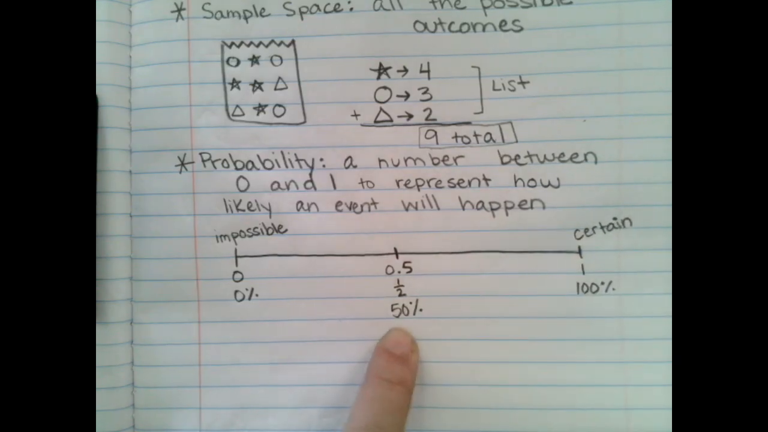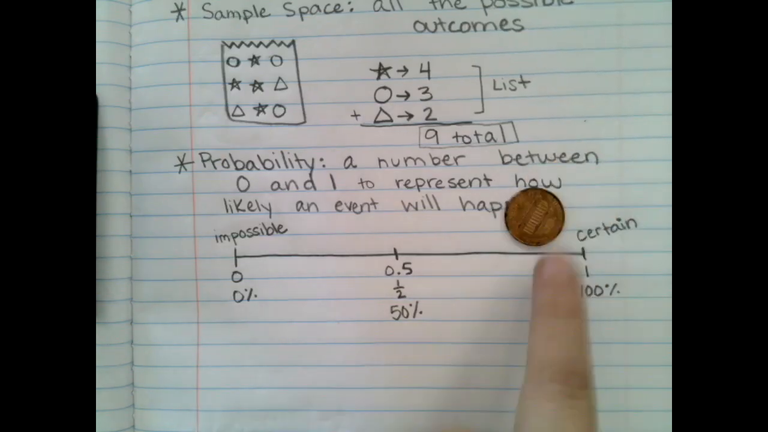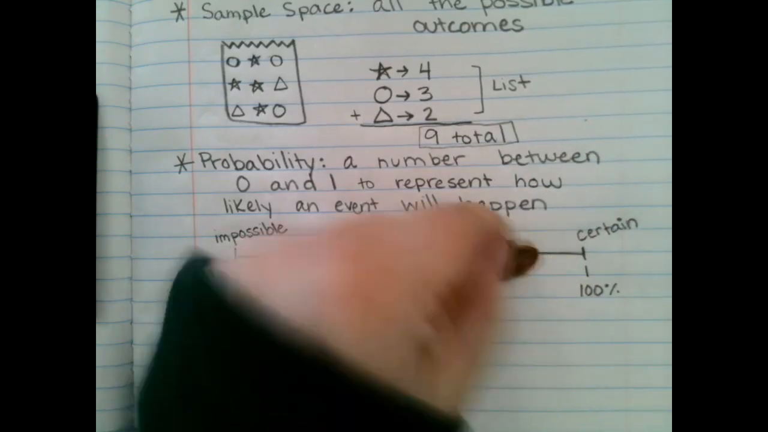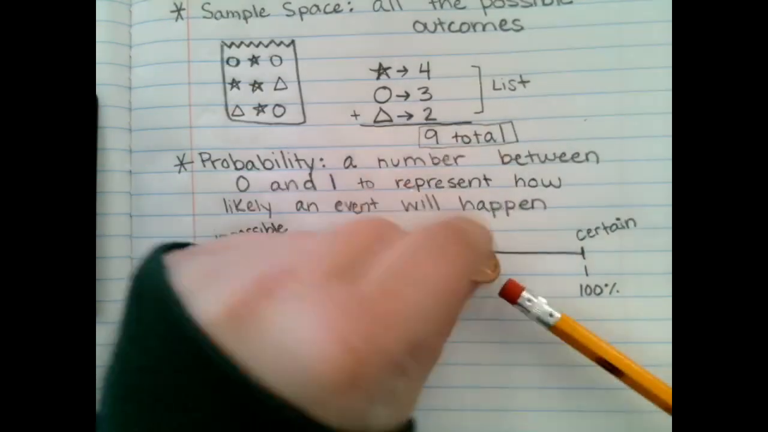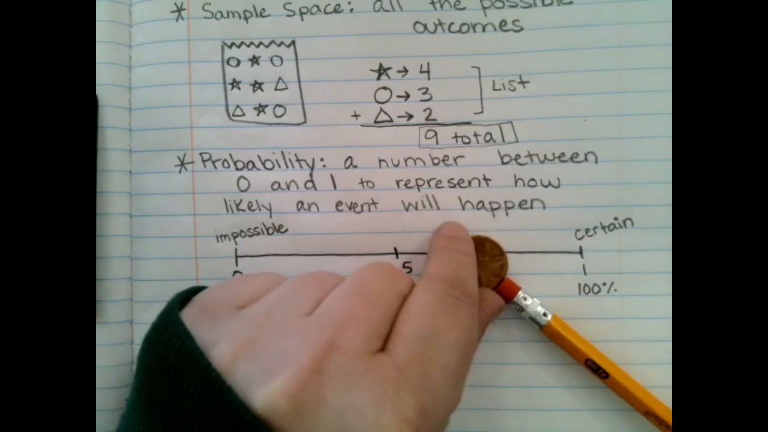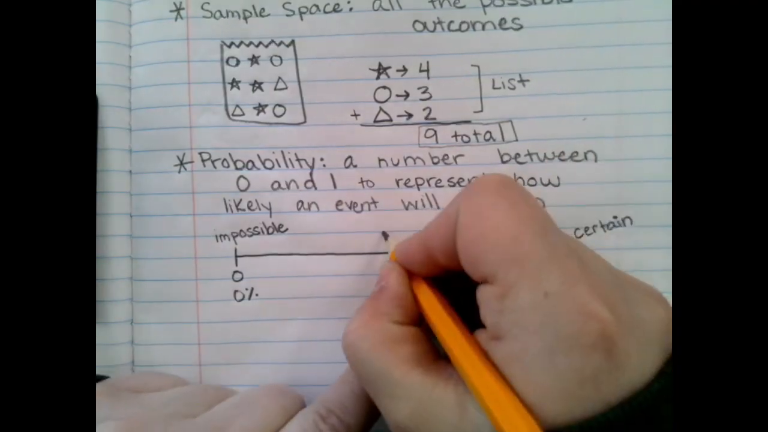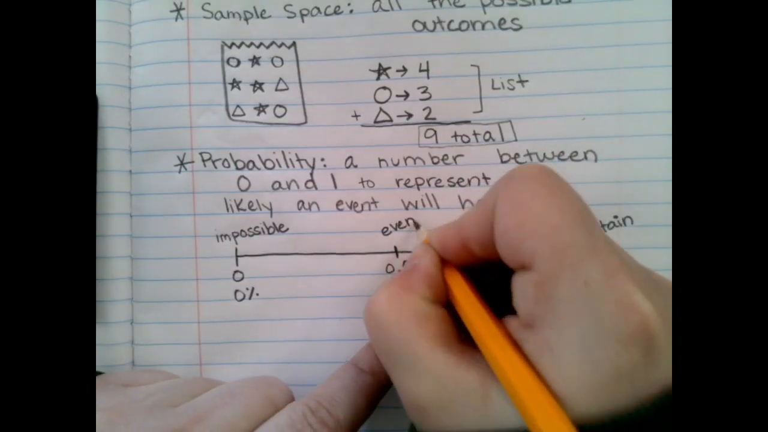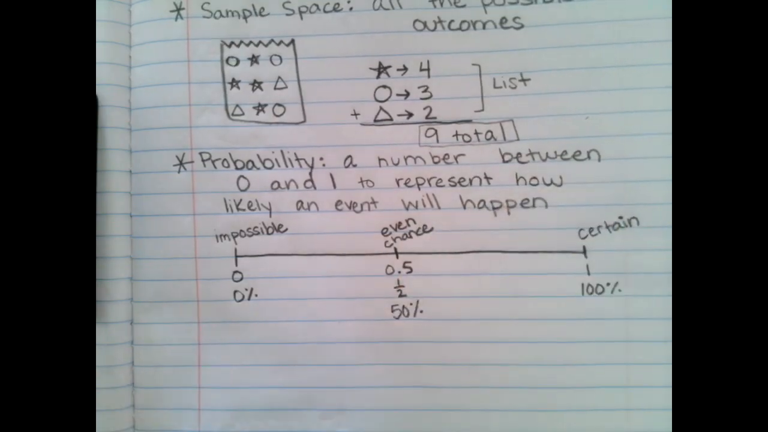Can anyone think of something that has a 50% chance? Half and half? When you flip a coin, right? I got a really dirty penny here. When I flip a coin, it only has two options. It can land on tails or it can land on heads. Is it going to land on one more often than the other? Theoretically? No, it should be every other, right? So that's an even chance. It could go either way. It's a 50-50 chance. Even chance.